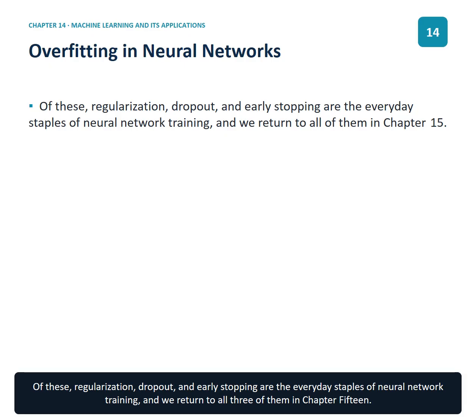Of these, regularization, dropout, and early stopping are the everyday staples of neural network training, and we return to all three of them in Chapter 15.